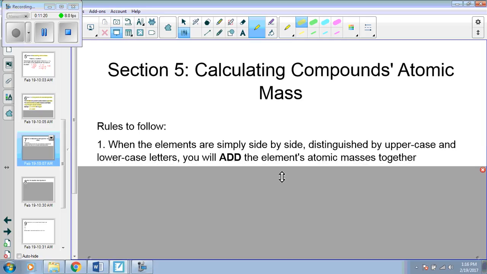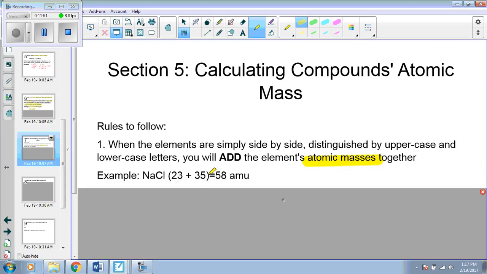All right, so when the elements are simply side by side, what I'm talking about there is when you have carbon and oxygen side by side, distinguished by uppercase and lowercase letters, you're just going to add those atomic masses together. You recall, atomic mass is always the larger of the two numbers. I'm not working with atomic numbers here. I am not working with the smaller numbers. I'm working with the larger numbers.